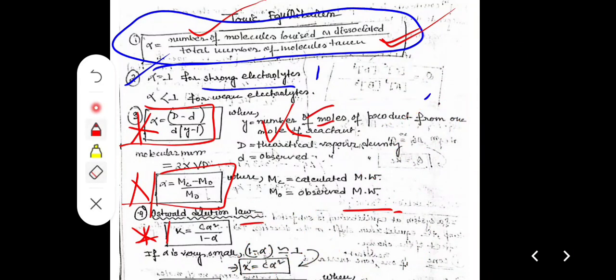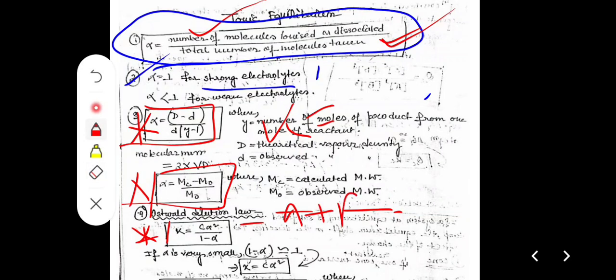C square, C square alpha square by C square 1 minus alpha. Mistake.